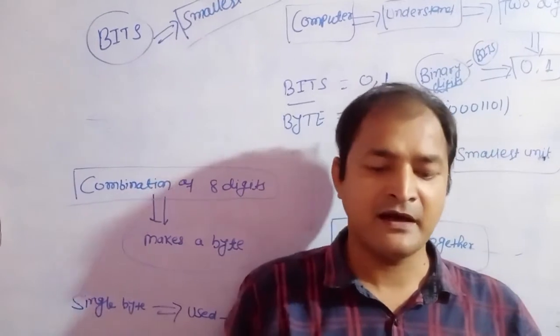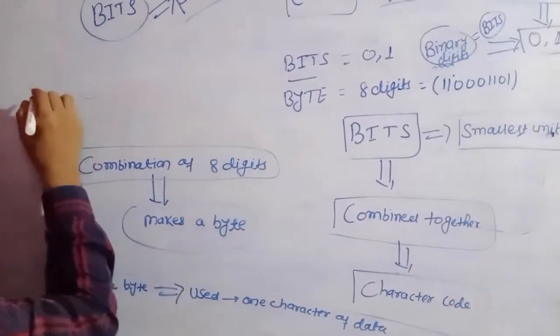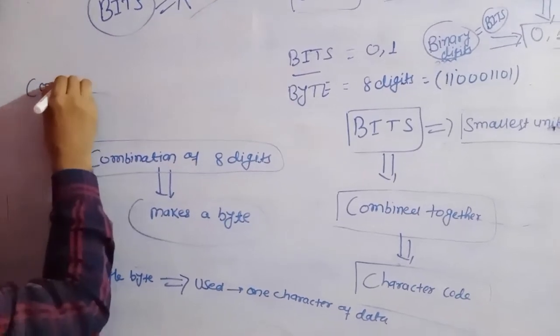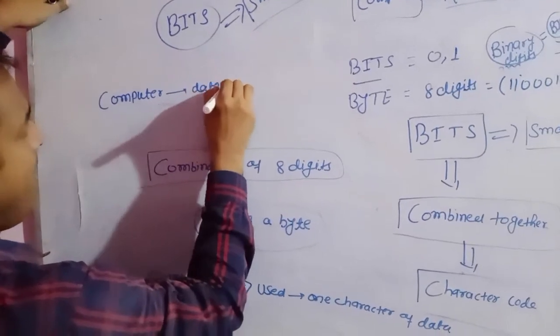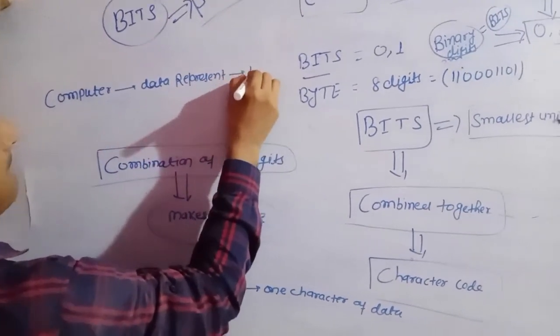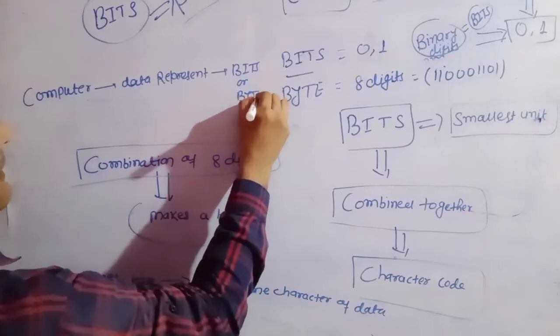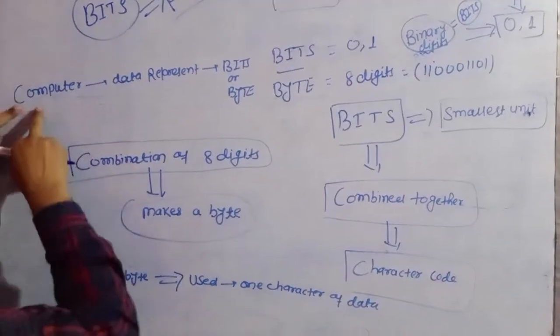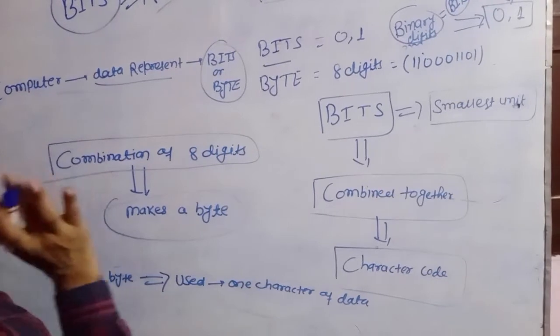Computer data represent bits and bytes. So these computer data represent bits or bytes. I hope every student is clear that computer data understands bits or bytes.